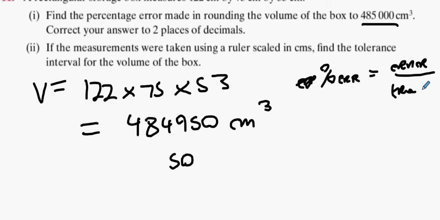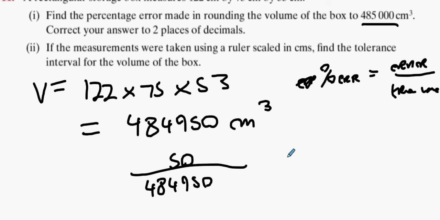Which one's the true value? The one we calculated, wasn't it? And then we multiply that by 100, and what do we get? 0.0%. Not even 5%, just like 0.01%. That's small. Fair enough.